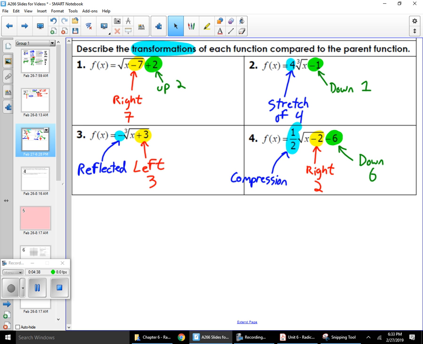So we want to be comfortable going between these graphs, these equations and their transformations, so that we can eventually make the graphs. We can start with a parent function and then do all of these different things to them. Move the graph up, down, left, or right. We can reflect or compress it, so on and so forth.